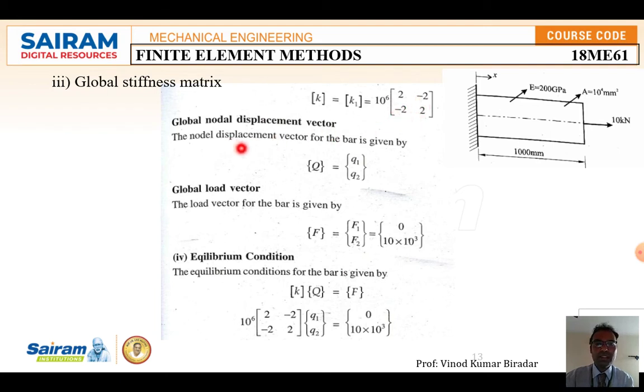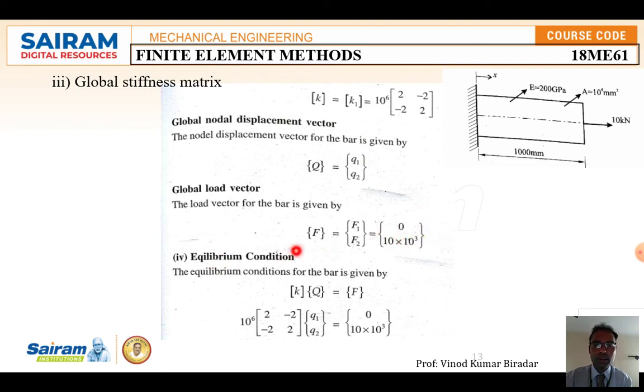Next, what is the nodal displacement vector? Here only 2 nodes are there, so Q is equal to Q1 Q2. These are the displacements. And the load vector F is equal to F1 F2. Since node 1 is fixed, there is no moment, so take F1 equal to 0, and F2 they have given as 10 kilonewton, which is equal to 10 into 10 to the power of 3.